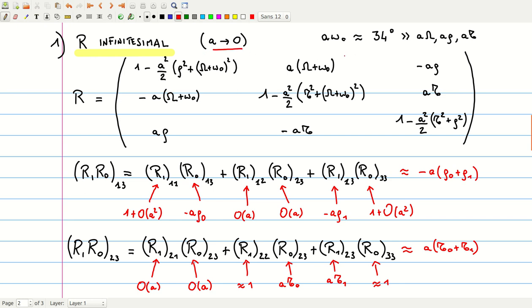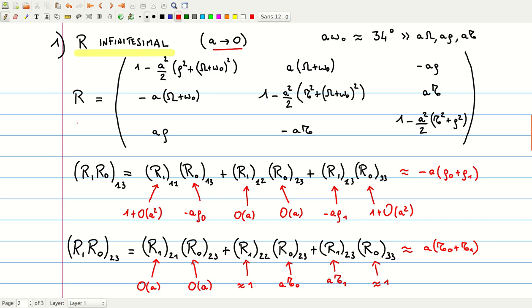In practice, typical rotation angles are around 34 degrees. This is the intrinsic twist angle. Approximating the sine and cosine of such angles to their lowest order Taylor expansion produces an error of about 10%.